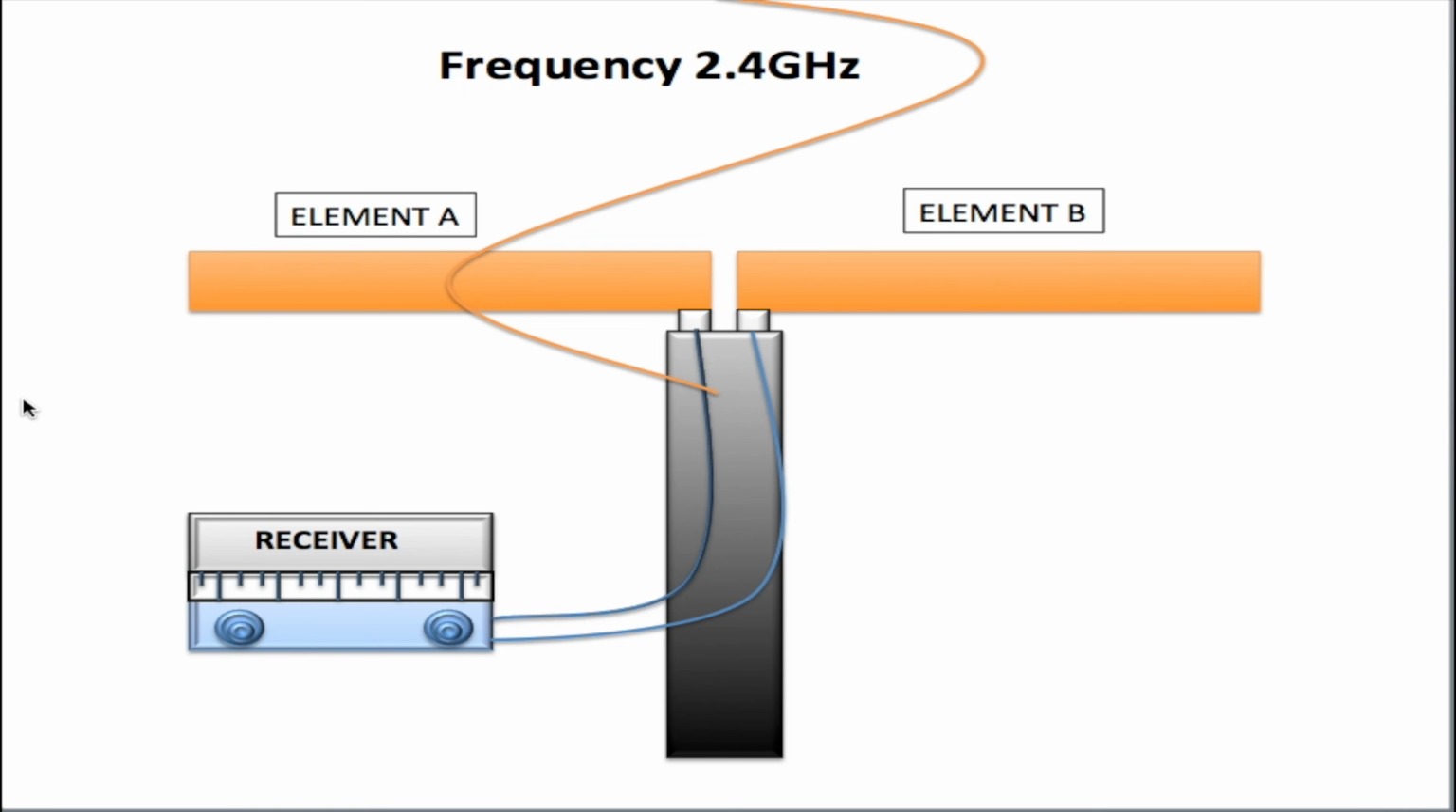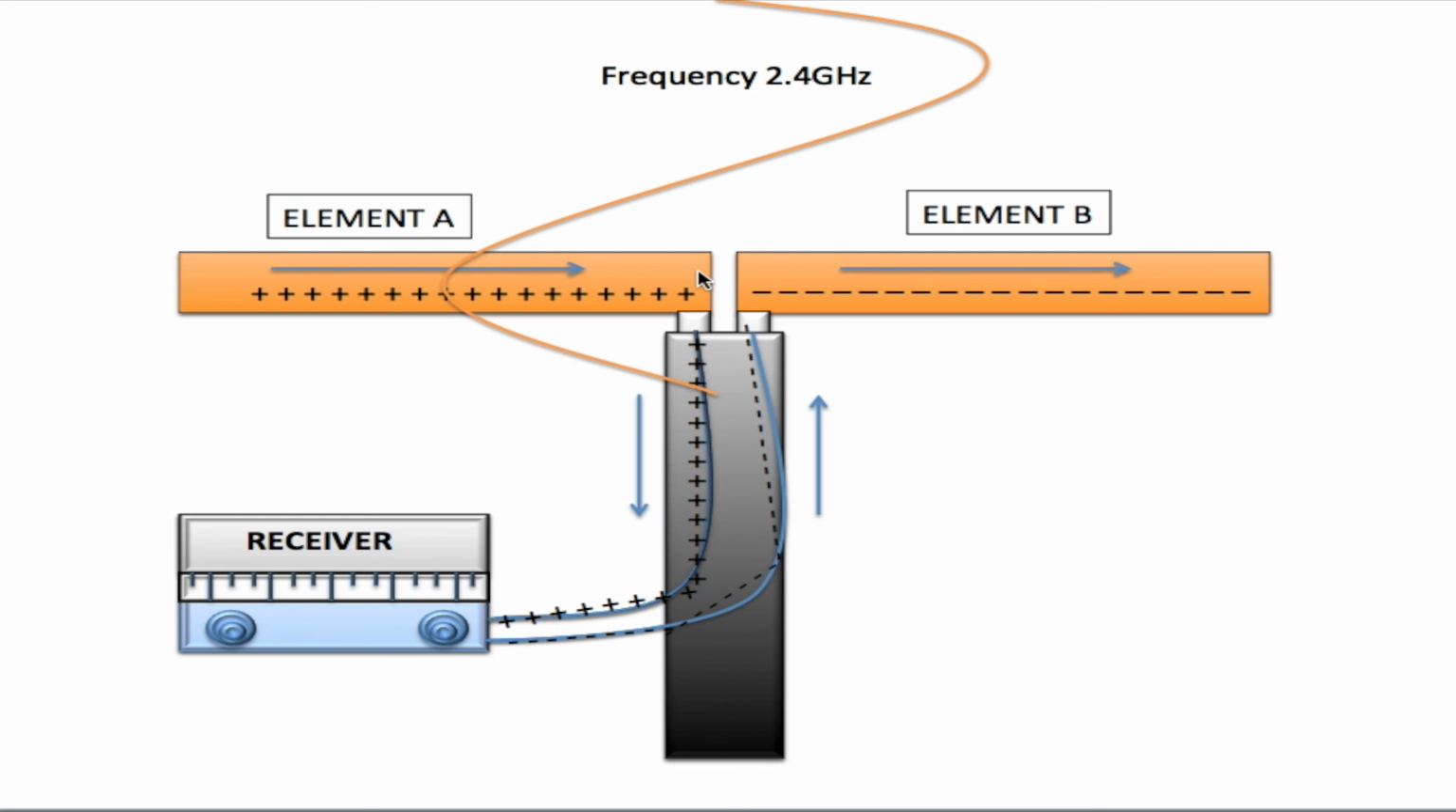As I said in the last slide, this frequency of 2.4 gigahertz simply means that we have 2.4 billion of these cycles every second. Now when this cycle is of a positive polarity, it induces a positive voltage into the element. Like here, a positive voltage will be induced into this element, and simultaneously you have a negative voltage being induced into element B. Now once element A is induced to this positive voltage, you'll have a current flowing from element A right through to the receiver.